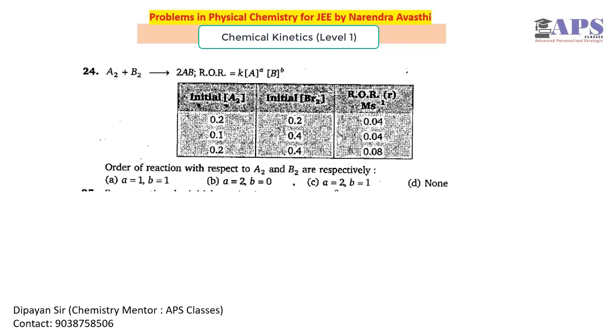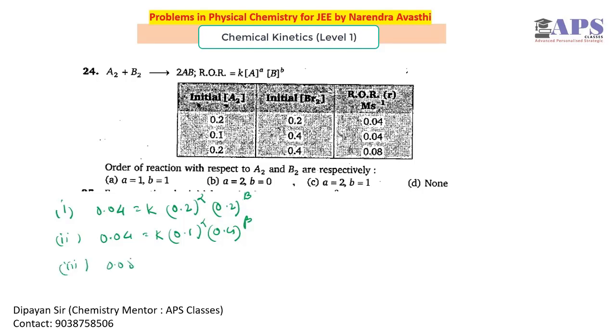For question number 24, we have to find the order of the reaction. So we can write for experiment 1, 0.04 equal to k, rate constant k, 0.2 to the power alpha, 0.2 to the power beta. For experiment 2, 0.04 equal to k, 0.1 to the power alpha, 0.4 to the power beta. And for experiment 3, 0.08 equal to k, 0.2 to the power alpha, 0.4 to the power beta.